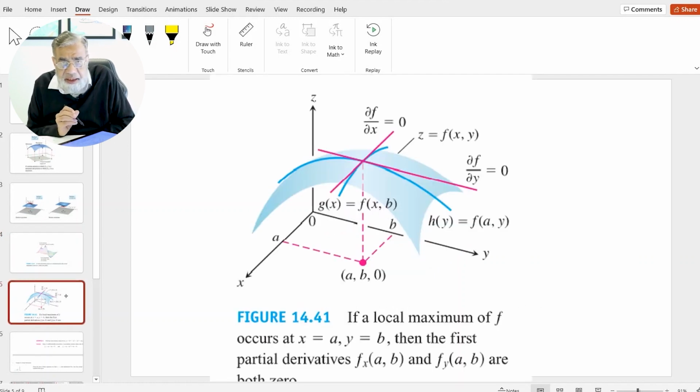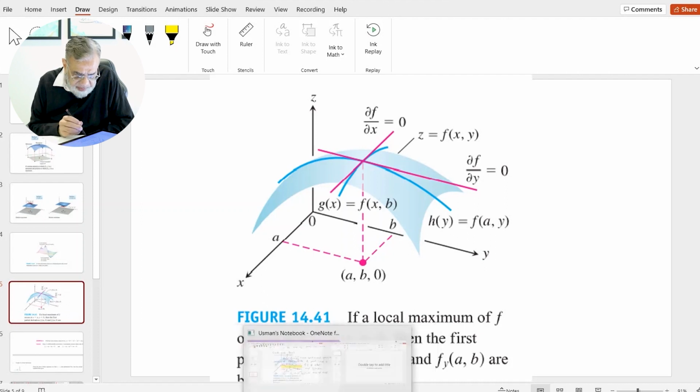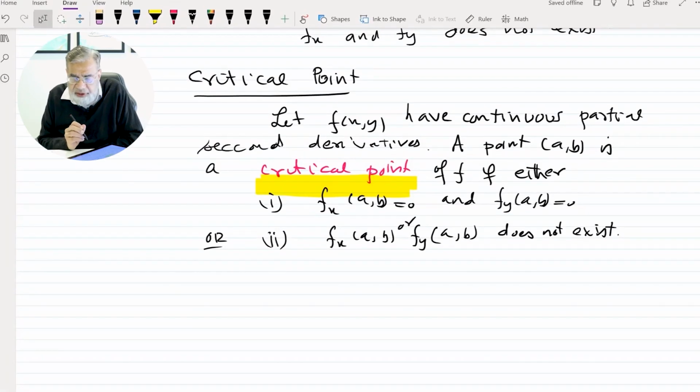As I discussed the idea of the critical point, this is a critical point (a,b). Here we can see this surface, and we have the partial derivative with respect to x, where y is constant, and the partial derivative with respect to y, where x is constant. This is a point on the surface where they are equal to 0, and this point becomes the critical point. So this is the idea behind it. We come back and discuss it further with the help of an example.